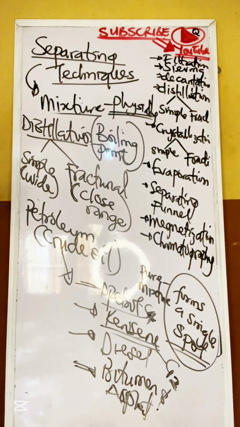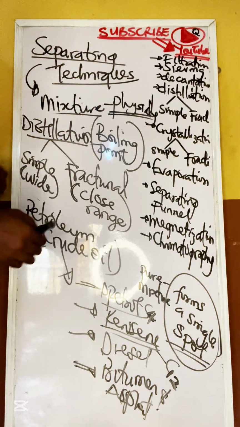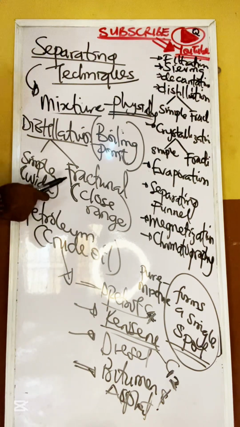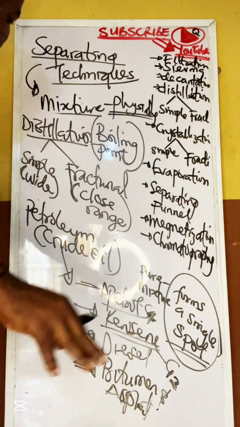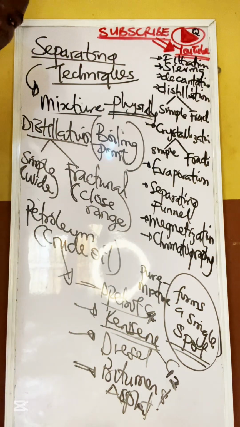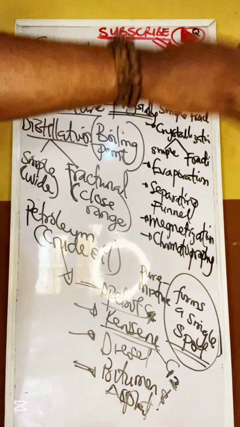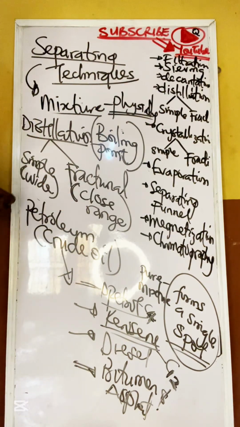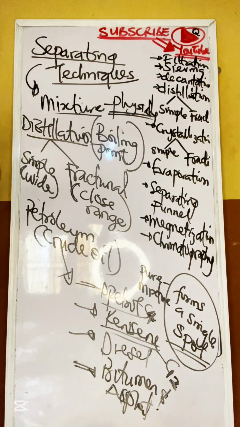Don't forget that the last product of fractional distillation of petroleum is used in the construction of roads. You would have seen it when they want to construct a road. That very black product that you see is used for the construction of roads.